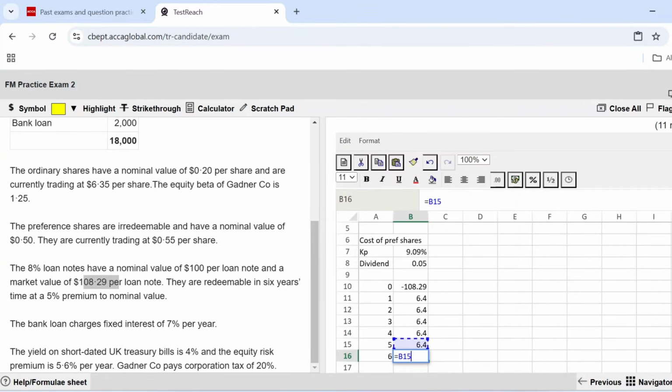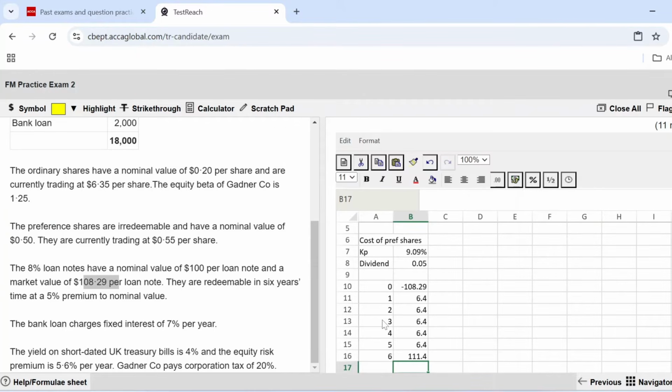Now 6.4 is what the investors are going to get for all of the years, and in the last year there's going to be one change. The change is we are redeeming our loan notes, and the redemption is going to be 5% premium to the nominal value. So 100 and 5% premium will be 105. So this is the amount of money that any investor is going to receive in the very last year.